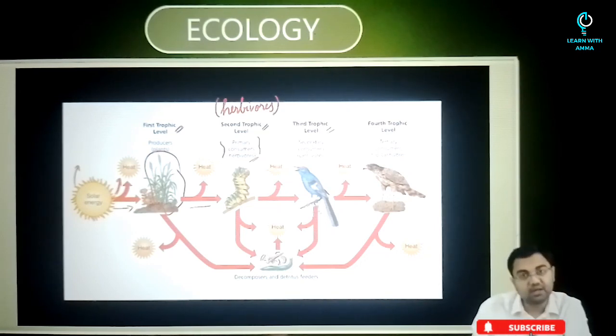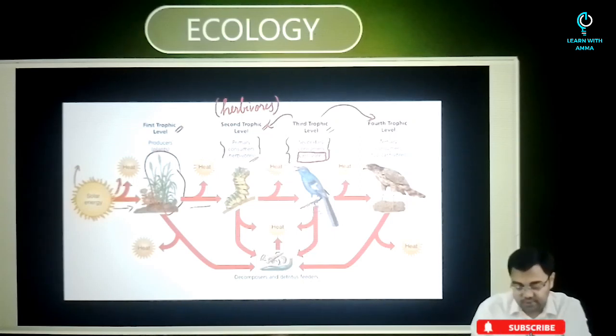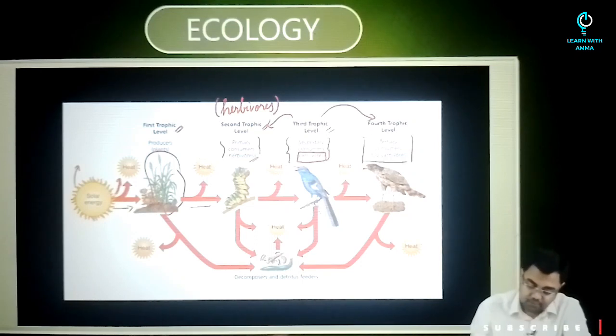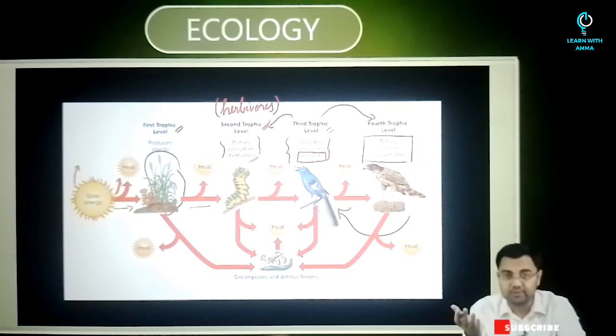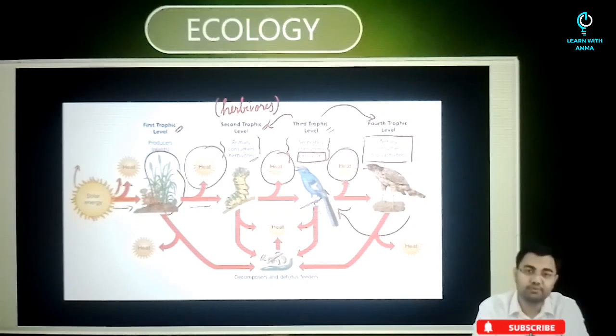Then we come to the third trophic level, which is a secondary consumer. What is a secondary consumer? A consumer which will eat the primary consumer, so in this case, a carnivore. After that, you can have another trophic level, the fourth trophic level, and here you have tertiary consumers, or the top carnivores, the carnivores which would eat other carnivores. These could be termed tertiary carnivores. And at every point you see there is a loss which is happening in the form of heat.